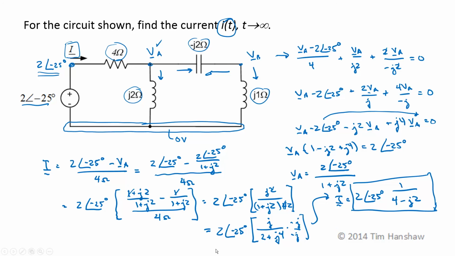I guess the moral of this is that if you can do circuit reduction, that's probably going to be the easiest approach. There are exceptions to the rule, but I'll usually try to do circuit reduction first.